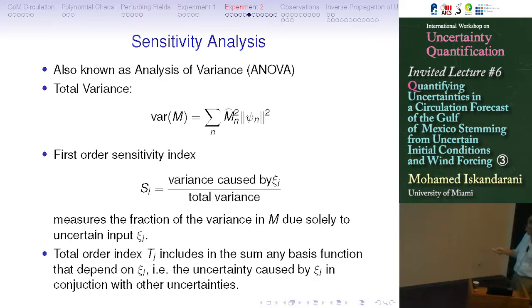Because now I can come up with first order sensitivity indices, which tell me the variance caused by a particular parameter acting on its own, relative to the total variance. We can compute another index, the total index T_i, which is another ratio where the terms included in the sum are any term that has psi_i. It tells you the uncertainty caused by that particular variable when it's interacting with other sources of uncertainty.